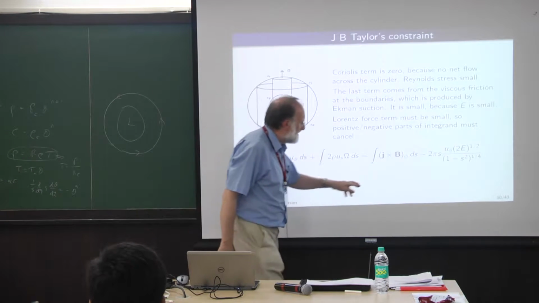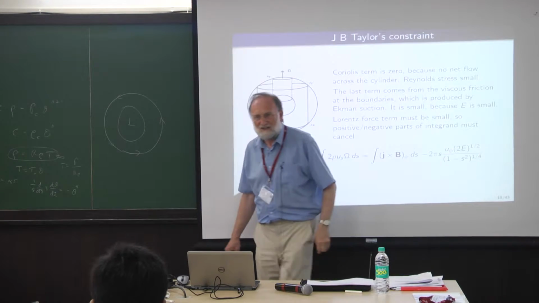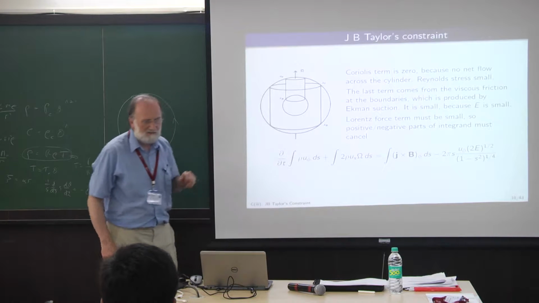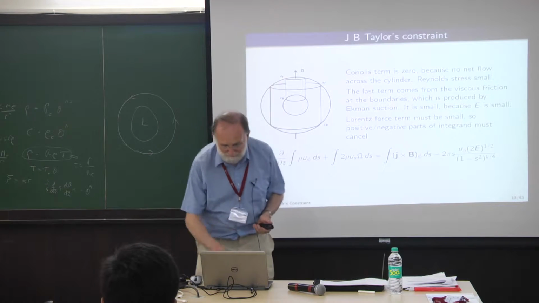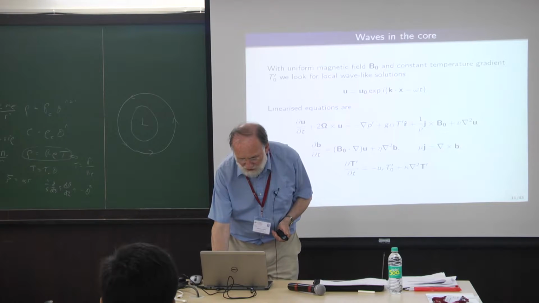The problem is, of course, in the models, this term, which is negligible in the core, is actually non-negligible. And indeed, these terms actually are also non-negligible as well. So that's the JB Taylor's constraint.